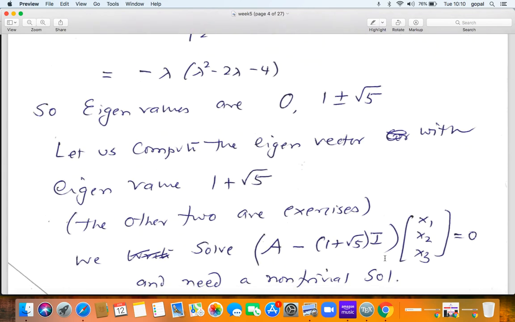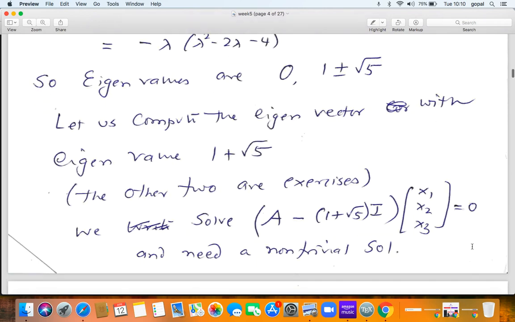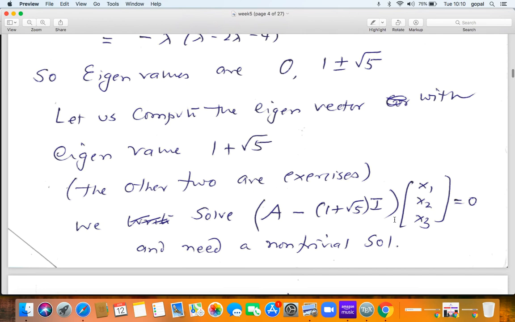Here is the equation: solve A minus lambda I applied to v, where lambda is 1 plus root 5 and v is x1, x2, x3, equal to 0. We want a non-trivial solution, because an eigenvector is supposed to be a non-zero vector.